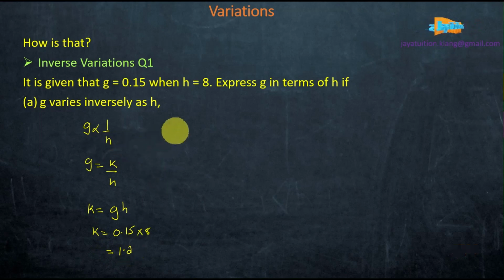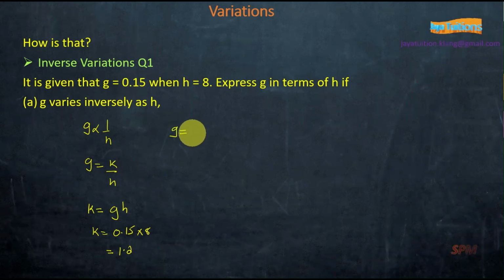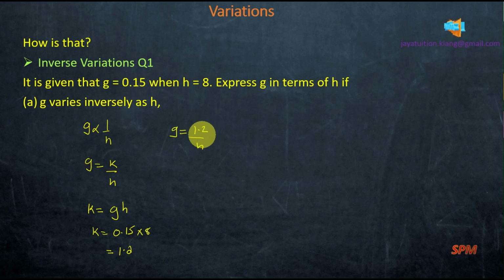Hence, we can write g will be equal to k divided by h. k is 1.2, so 1.2 divided by h. You can write 1.2 also as 6 by 5. So this can also be written as 6 divided by 5 times 1 by h. Either format, the fraction format or the decimal format, is fine.